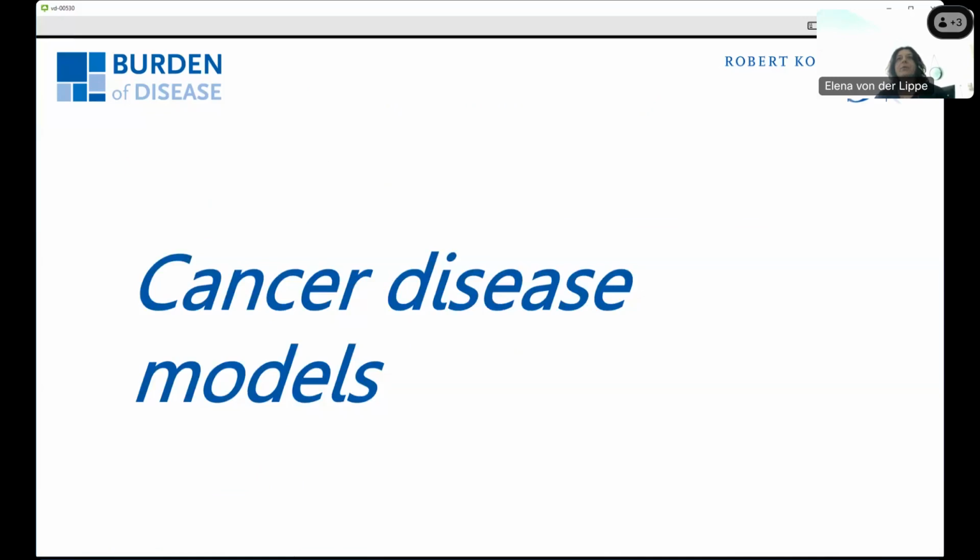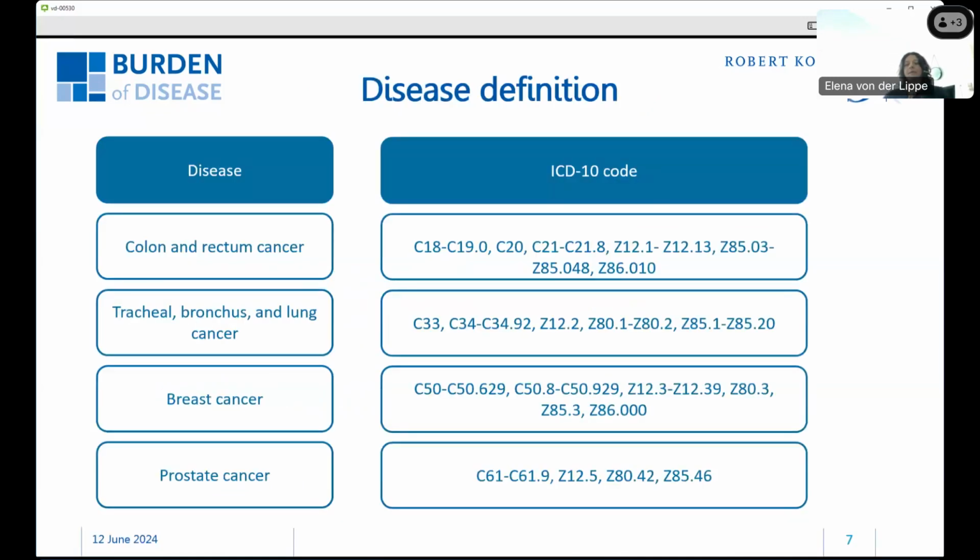So, the cancer models. For the disease definitions, we used the GBD definition, so we strongly oriented on them. We had a look at 4 cancer types: colon, lung, breast, and prostate. And for each of them, the ICD codes for the diagnosis, treatments, and metastasis were all included and predefined from the GBD.